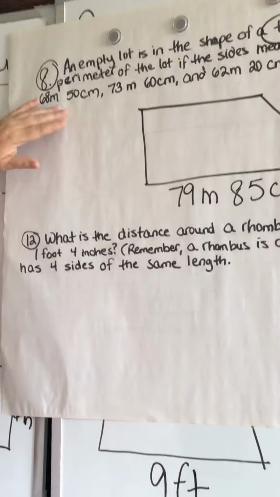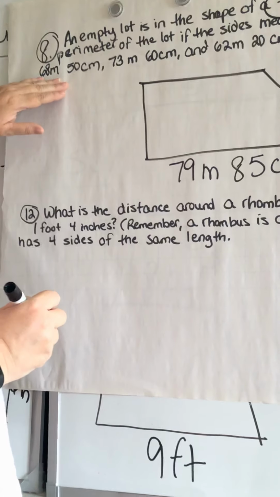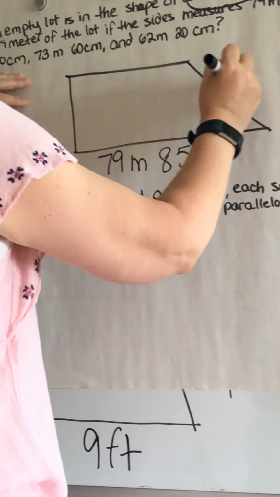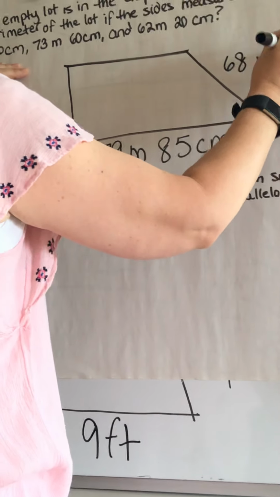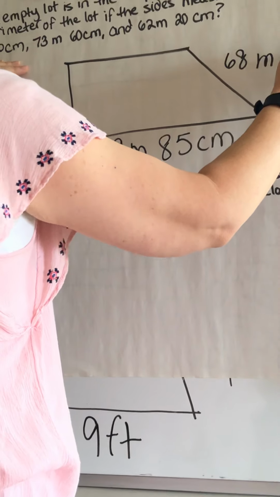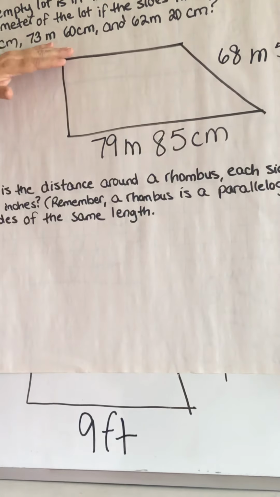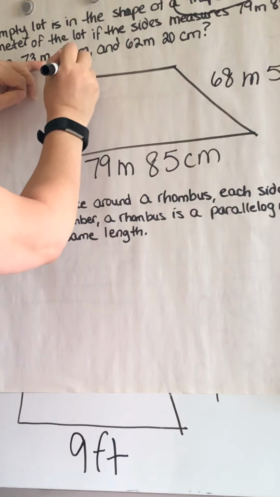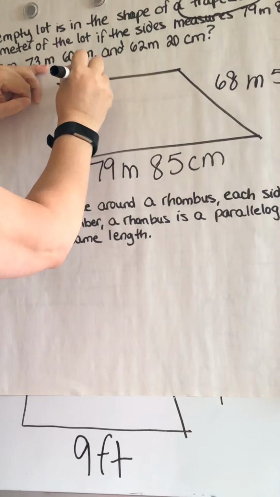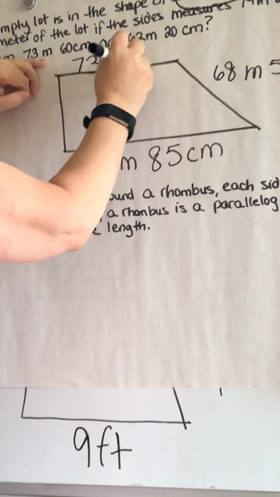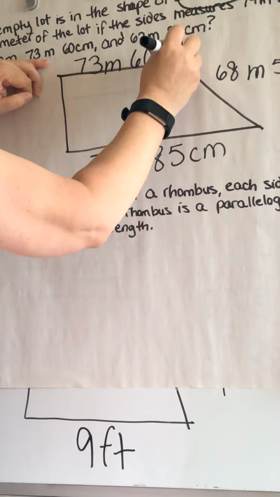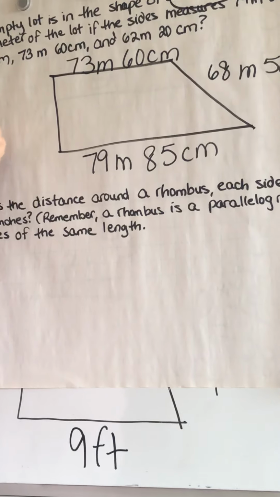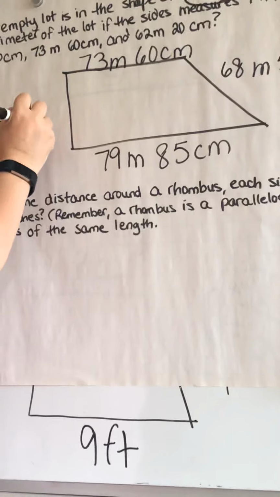Got that one. Now we have 68 meters and 50 centimeters. So I'm going to put it over here. Then we have 73 meters and 60 centimeters. So I'm going to put it right here on the base 1 side. Then lastly, we have 62 meters and 20 centimeters.